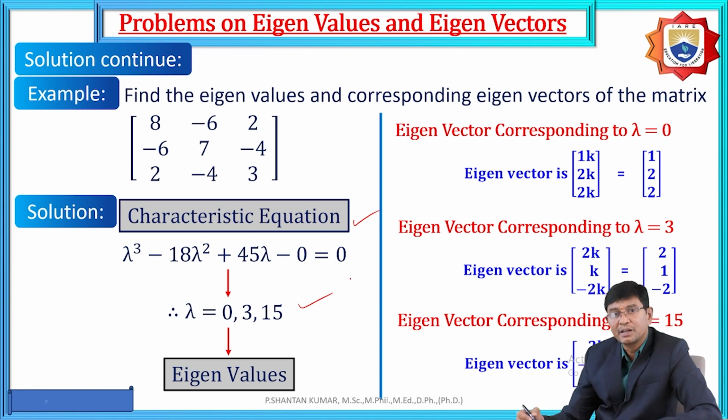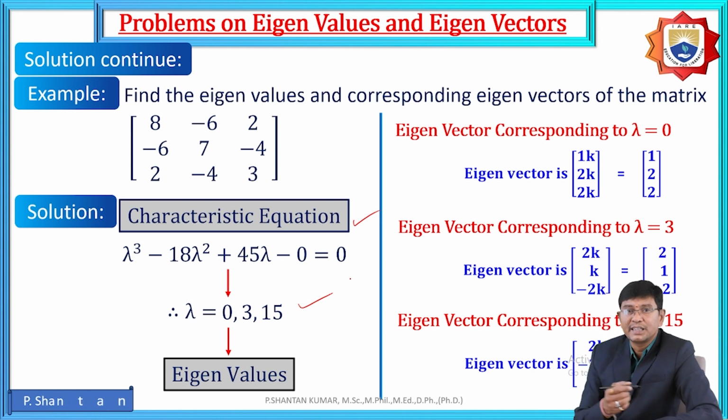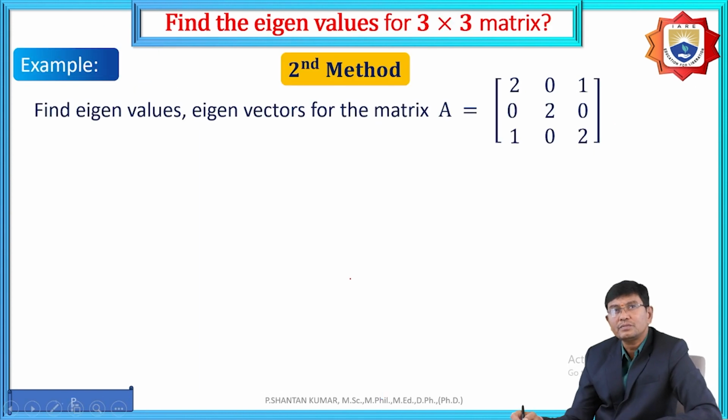The matrix order here is 3 by 3. By solving the characteristic equation, we obtain these 3 different eigenvectors. Because there are 3 different eigenvalues, we obtain clearly 3 different eigenvectors. The 3 cases we need to find out.